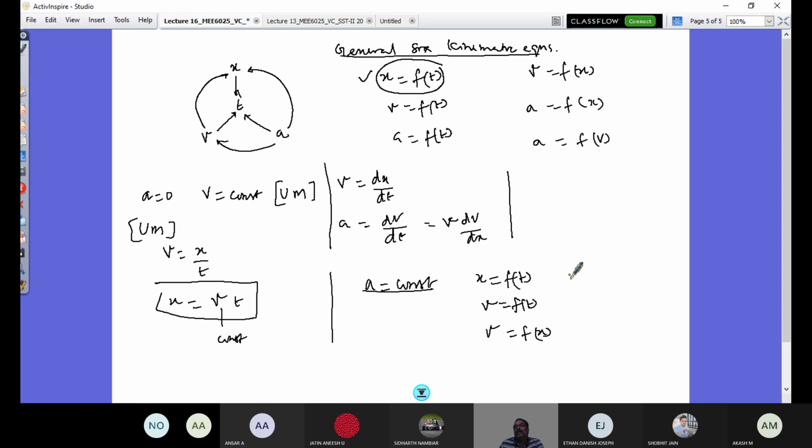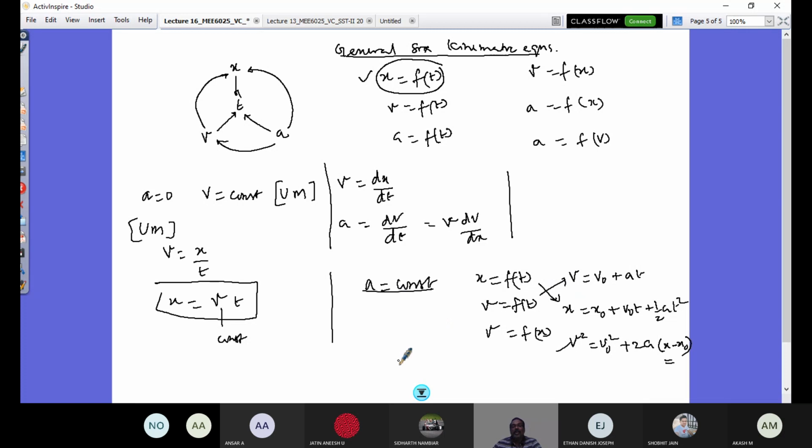But what is the first equation? It is V is equal to U plus AT, right? So V is equal to V naught plus AT is one equation. That is V as a function of time. And X is a function of time when you write X is equal to X naught plus V naught T plus half AT square. This is the second equation, and you get here V squared is equal to V naught squared plus 2A(X minus X naught). So here V is a function of X. So these are the three equations that emerge, and this can be proved with the basic definitions.